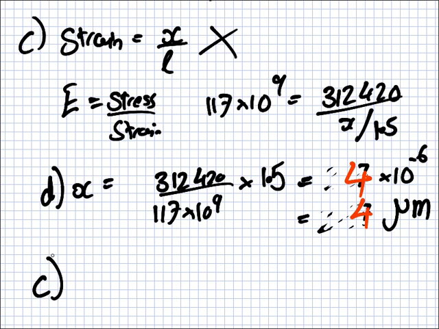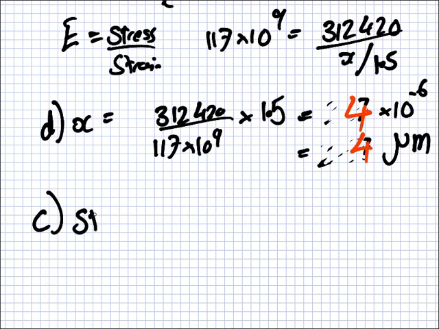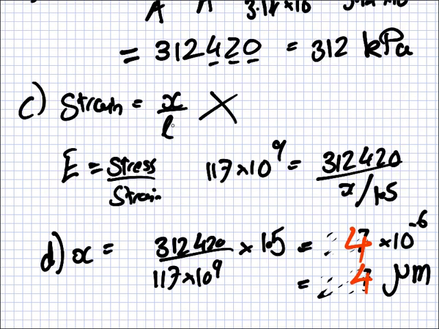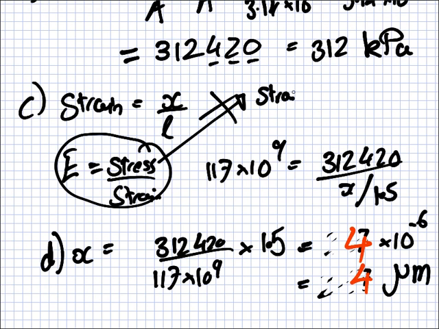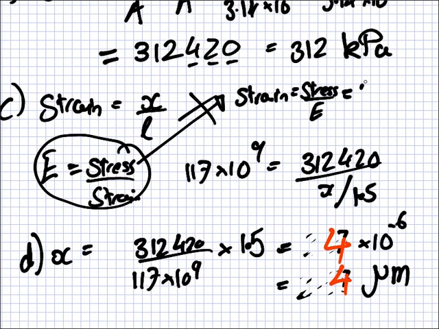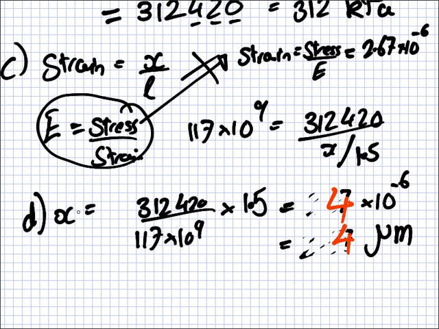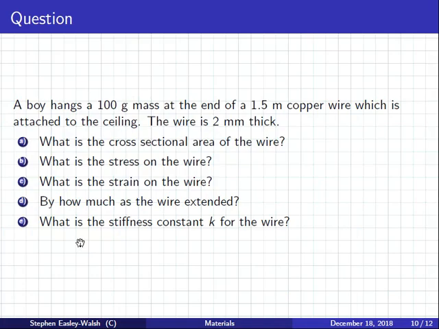Because now I can get the strain. Oh no, I'm so sorry, I skipped it. I could have used this formula up here earlier to get the strain. That's what you were giving me. I'm sorry, I understand now. The strain is stress over E. So what was your answer? Do you still have it on the calculator? 2.67 times 10 to the minus 6. I see. And then the D is what's the X, which we got. Okay. And now the E, what is the K?